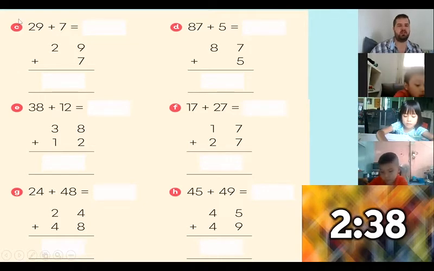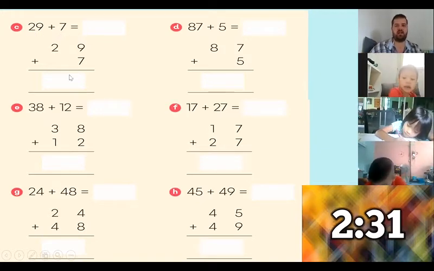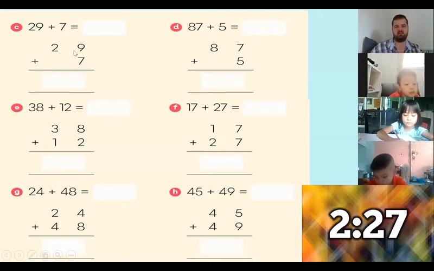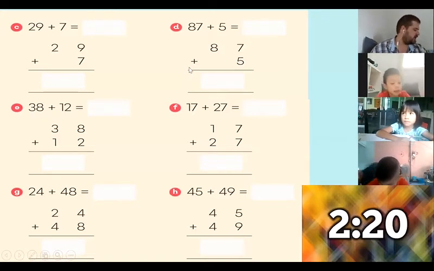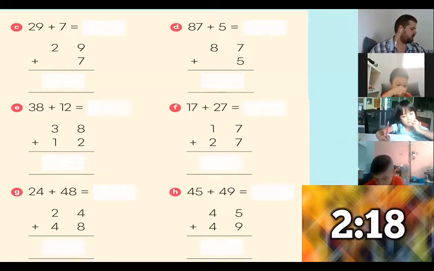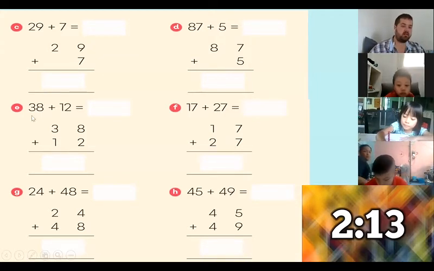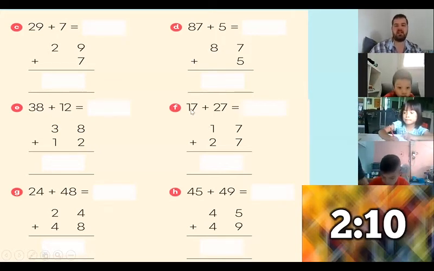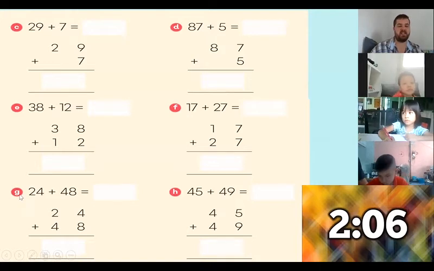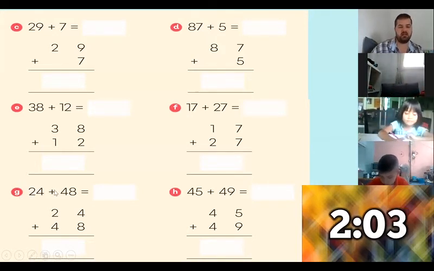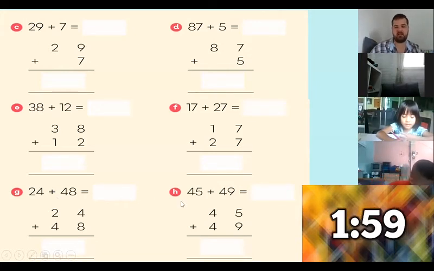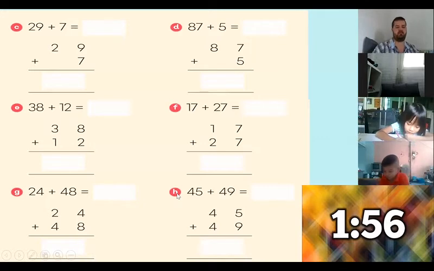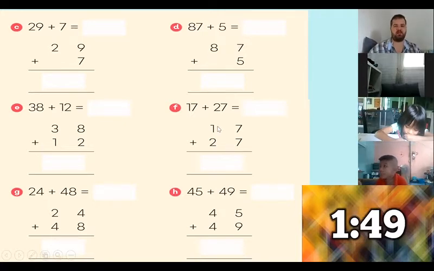Okay. C is 29 plus 7. First we add our ones, so 9 plus 7. And then we add our tens. D is 87 plus 5. E is 38 plus 12. F is 17 plus 21. G is 28 plus 48. H is 45 plus 49. Remember, first we add our ones and then we add our tens.